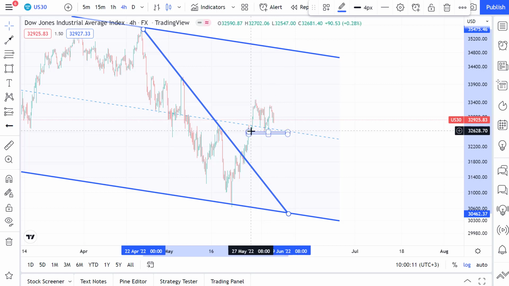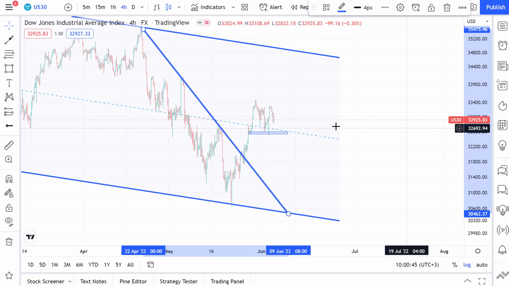Now there was a breakout, pullback, and again a breakout of the midline of the channel and a pullback to this zone. This zone now is very important. The zone is around 32,500. If there is a breakout of this zone, we might see again the bottom line of the channel, or this line can act as a support right now.